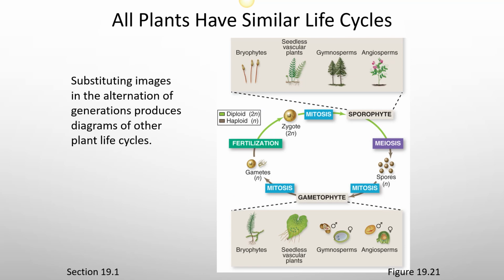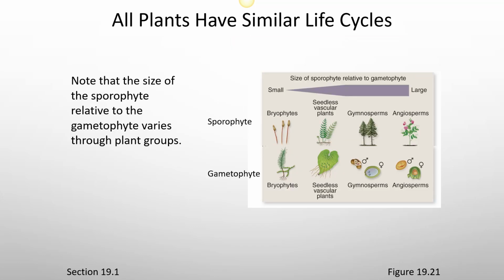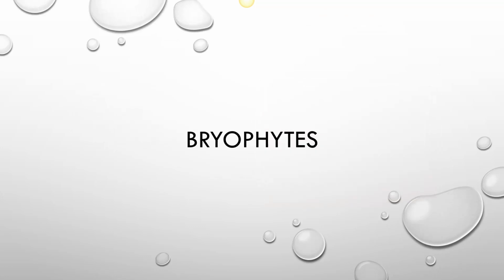Substituting images in the alternation of generations produces diagrams of other plant life cycles. So here you can see the sporophyte form for bryophytes, seedless vascular plants, gymnosperms, angiosperms. And then you can see the gametophytes and what they look like for angiosperms, gymnosperms, seedless vascular plants, and bryophytes. Note that the size of the sporophyte relative to the gametophyte varies throughout plant groups. So we're going to start by talking about the bryophytes.